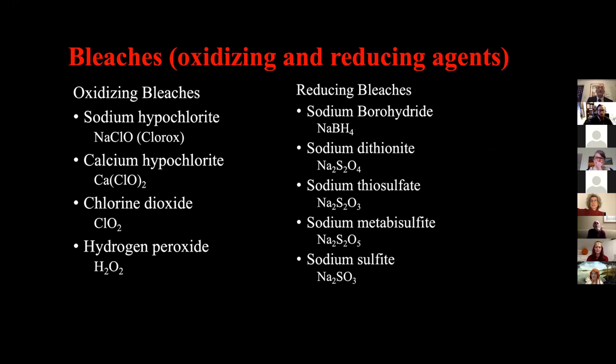The oxidizing bleaches: sodium hypochlorite, Clorox, calcium hypochlorite, chlorine dioxide, hydrogen peroxide. And the reducing bleaches: sodium borohydride, sodium dithionite, sodium thiosulfate, sodium metabisulfite, and sodium sulfite.